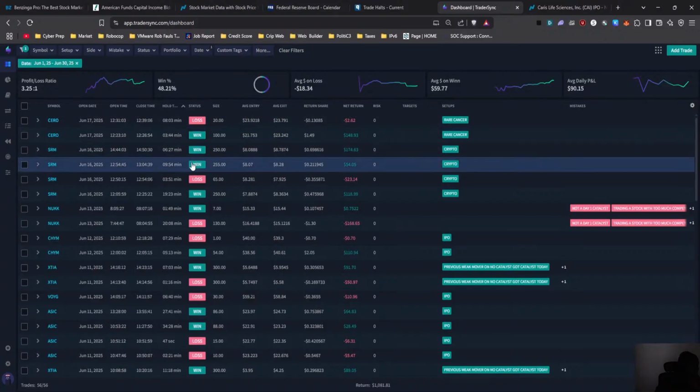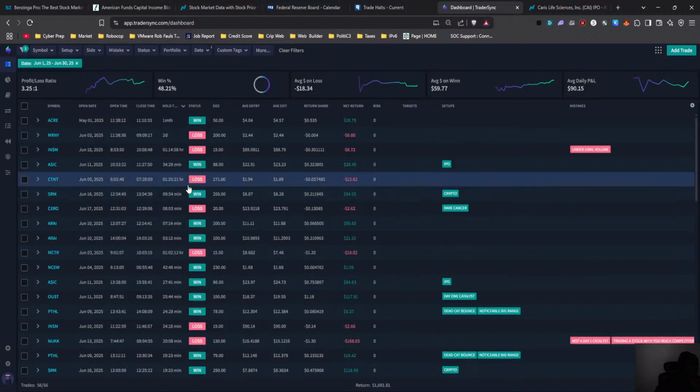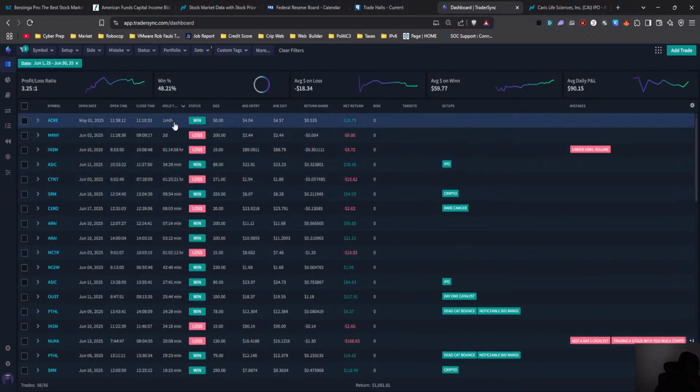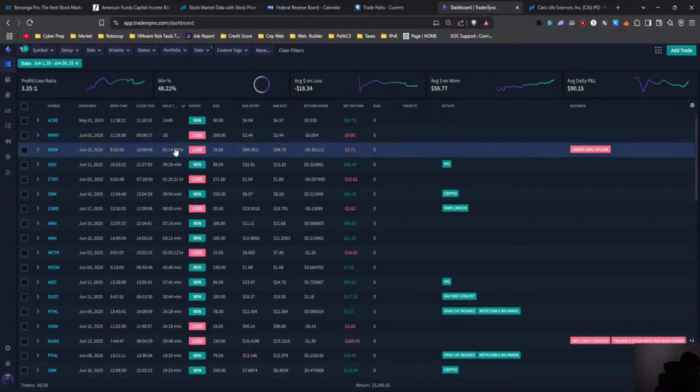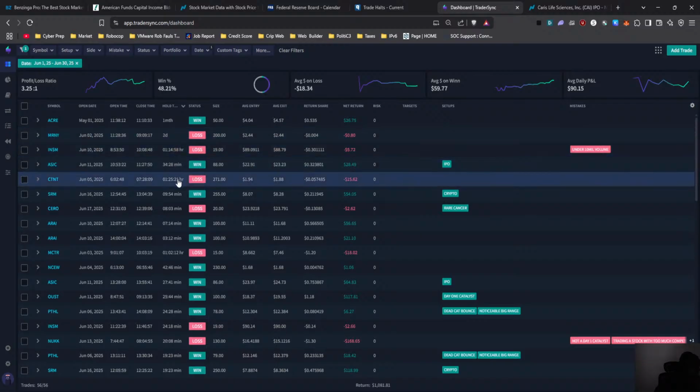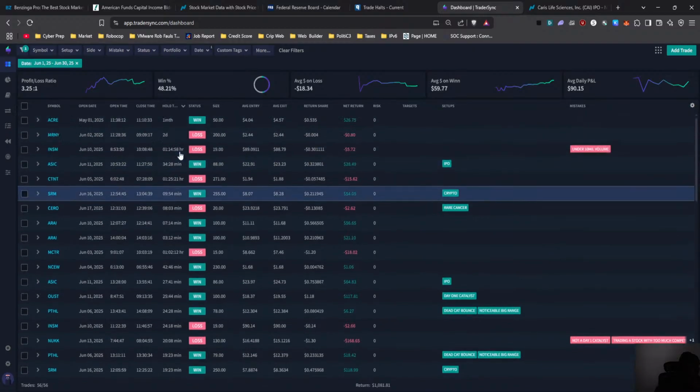Let me see if I can categorize by this. So what's my longest hold time here? Well, of course, 1 month. That's a different type of trade. That's one of those swings. mRNA. I actually want to just see. Nah, I gotta stick with this. Okay.